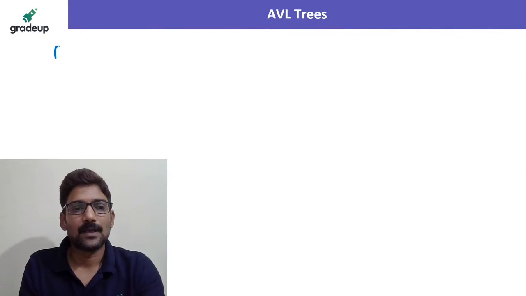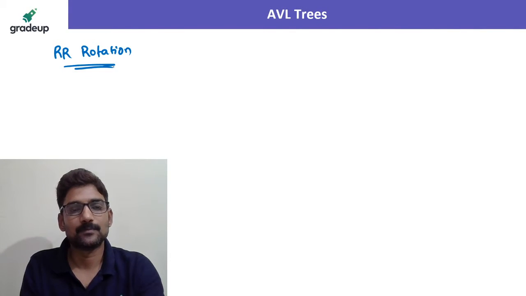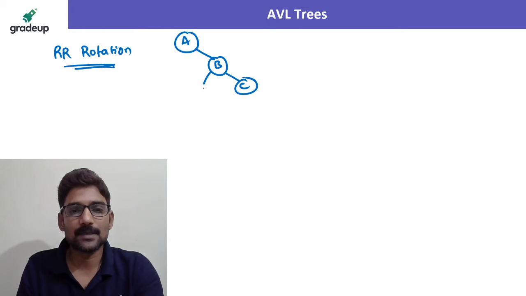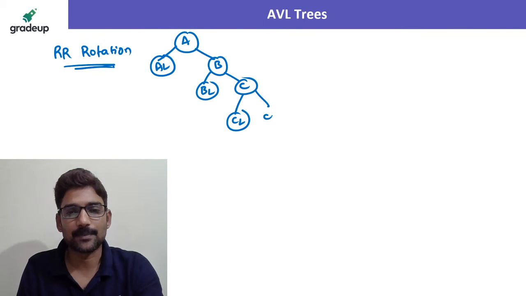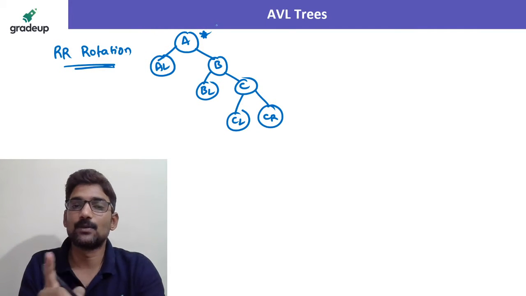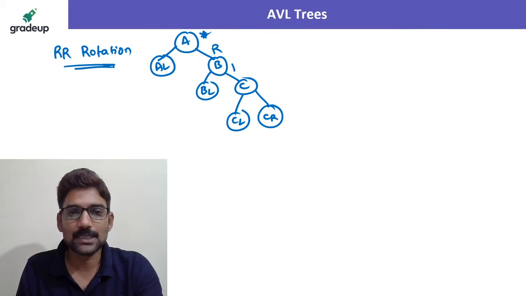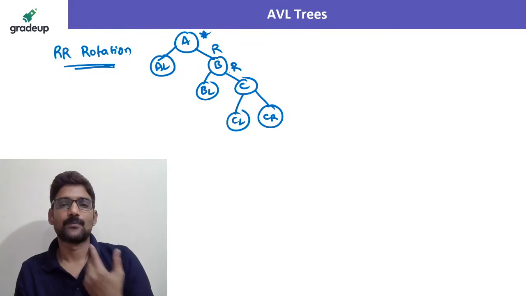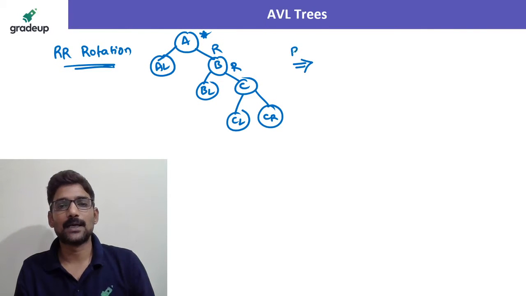Similarly, what is RR rotation? Now it is right skewed. B is having some left child, A is having some left subtree, C has its own left subtree and right subtree. A is the critical node. Critical node we always consider as A. So the load is towards right of right. So here we do RR rotation.